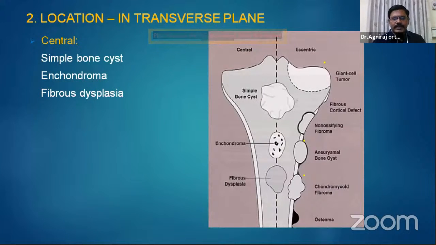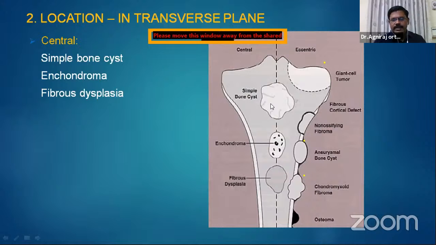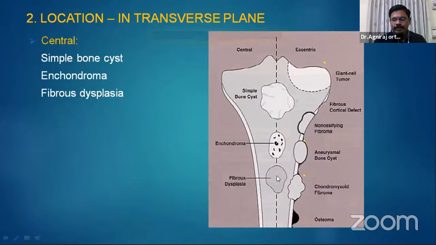So we divide this into 4 categories: centrally located, eccentrically located, cortical, and parosteal. Okay. So what are the centrally located tumors? Centrally located tumors are simple bone cyst, enchondroma, and fibrous dysplasia. These are also expansile lytic lesions. Both central and eccentric, we are speaking about lytic lesions alone. Centrally located tumors, I will repeat: simple bone cyst, enchondroma, and fibrous dysplasia.